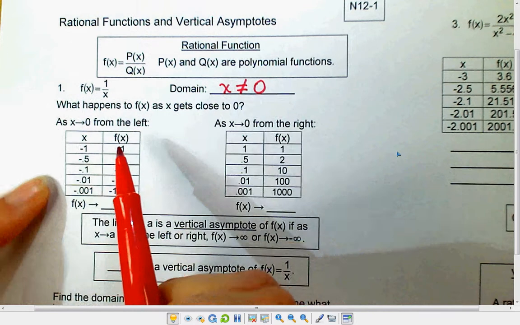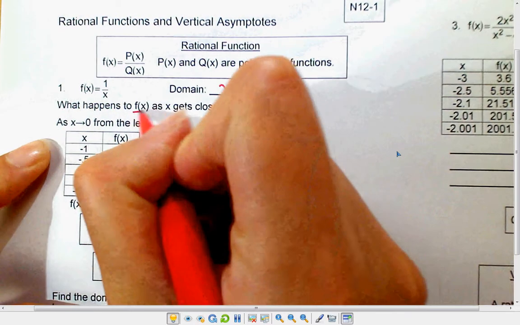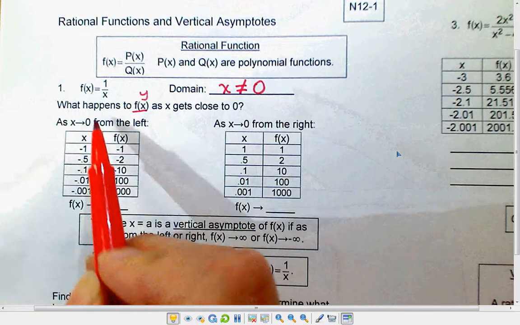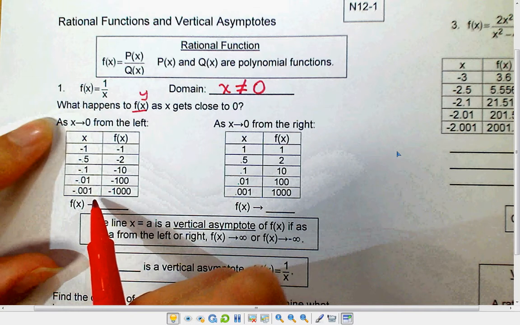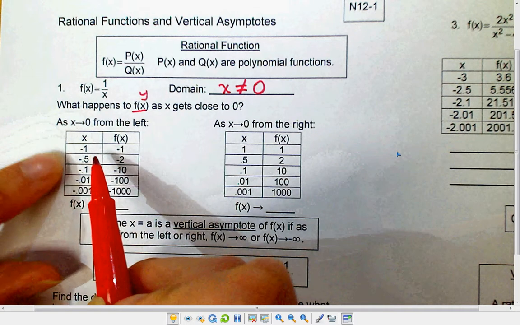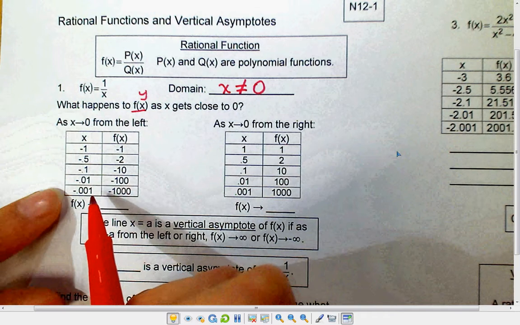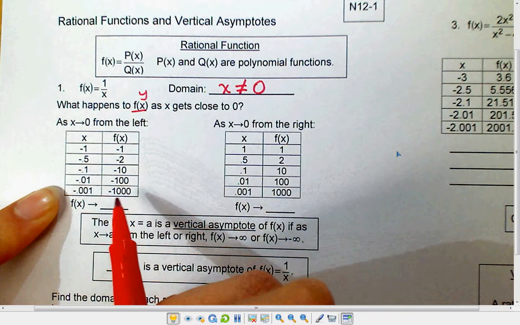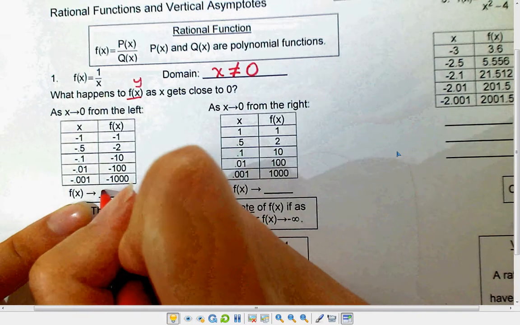Now here we have charts that look at what's happening to your f of x, which is your y, as x gets closer to 0. So as x goes to 0 from the left, see how our x's are getting closer and closer to 0 on the negative side. It starts off at -1, then -0.5, then -0.1, getting closer and closer to 0. What's happening to my y's? You can see that your y's are getting bigger and bigger, but they're becoming negative. So it's becoming closer and closer to negative infinity.